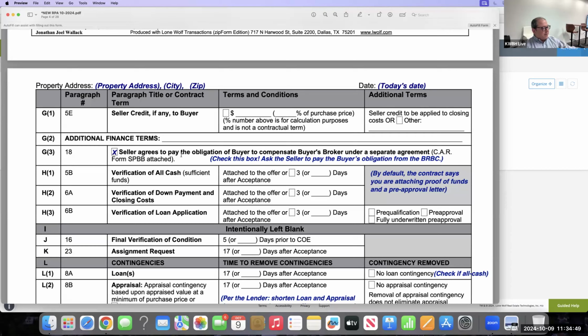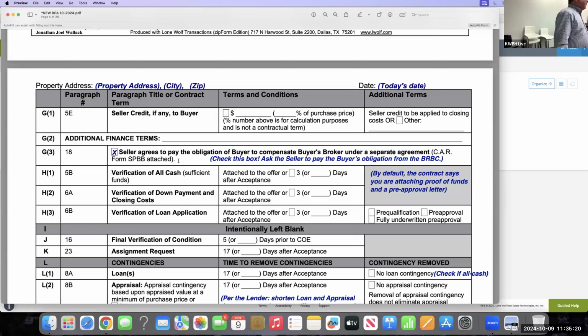Now, what happens if there's an agent that is advertising 4% paid to the buyer's agent? All right, you're like, oh, this is payday, 4%. And unfortunately, the real answer here is that extra 1.5% doesn't go to you. Unfortunately. You can ask for credit.